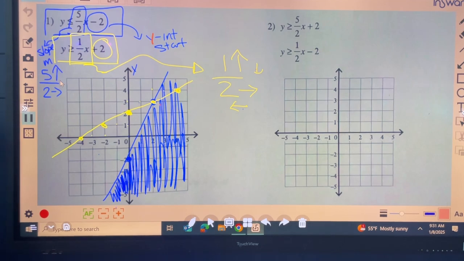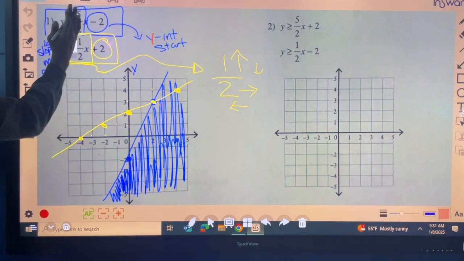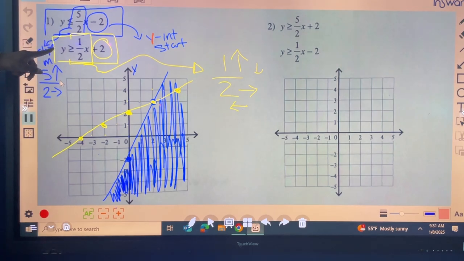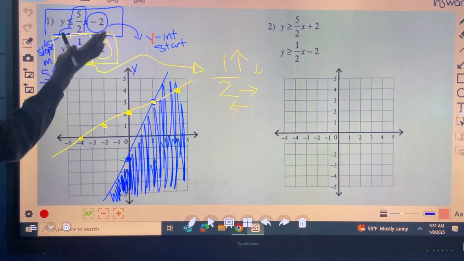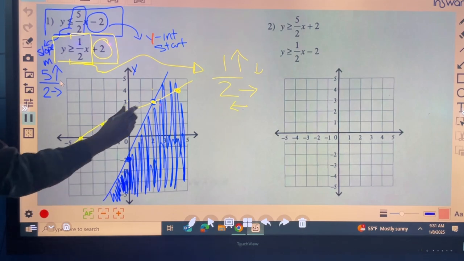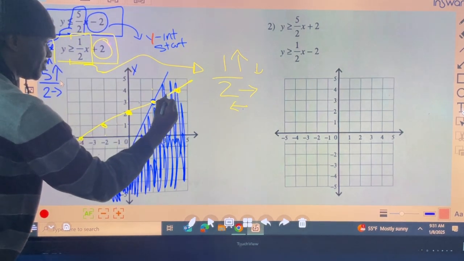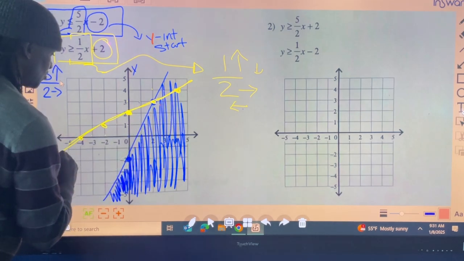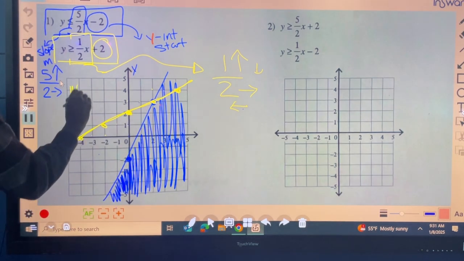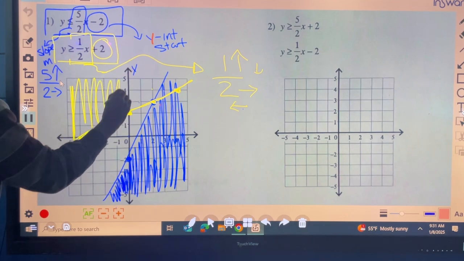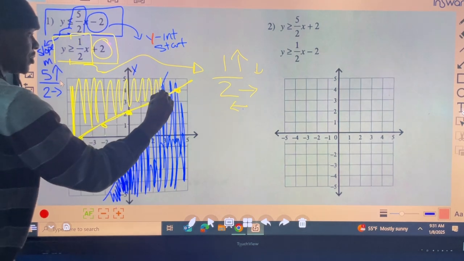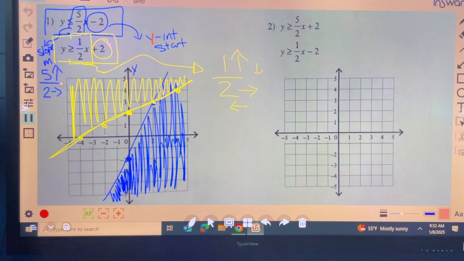Wait, we're not done. What does this say? Y is what to it? So which way am I shading, up or down? Up. So look, you gotta be coloring it correct. Watch, because it's a very small section. If you color up, we want the area that overlaps yellow and blue. Where does yellow and blue overlap?